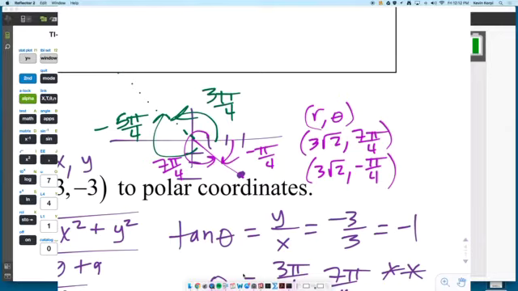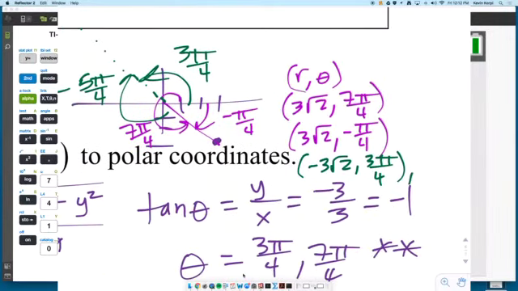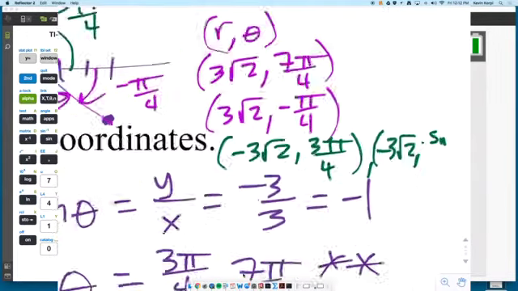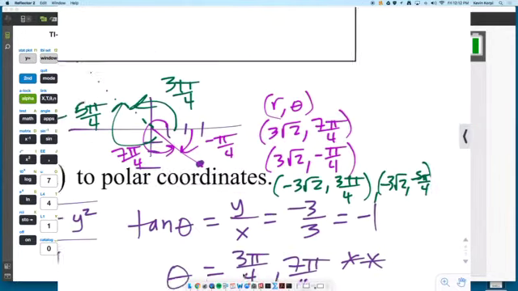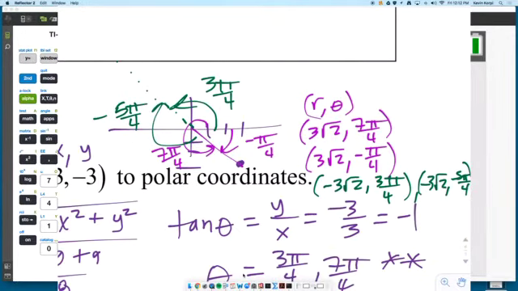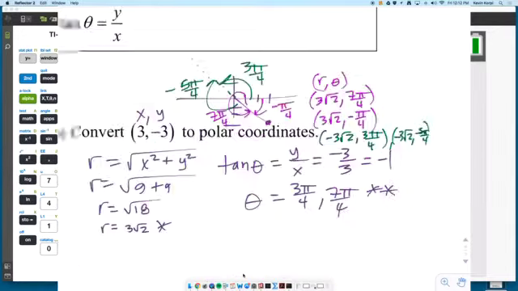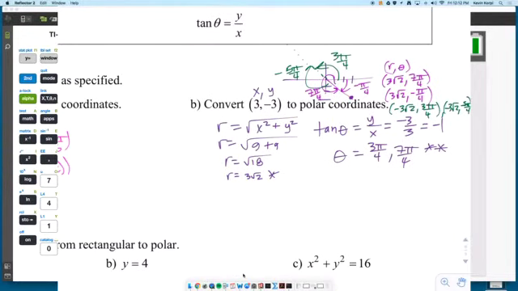So I could also do those, but then what would my radius be? Negative, yeah. So I can have a negative 3 square root of 2 and a 3 pi fourths. And then the last one here, might as well just finish it out. Negative 3 square root of 2, negative 5 pi fourths. Running out of room. So within any one rotation, positive or negative, you're going to have 4 solutions, one each with a positive, negative radius. And of course, infinitely many more. All right, so that's converting actual ordered pairs.